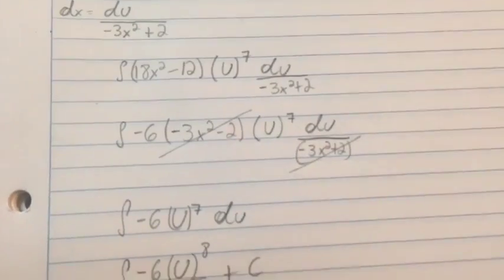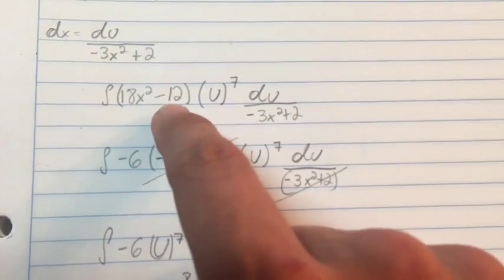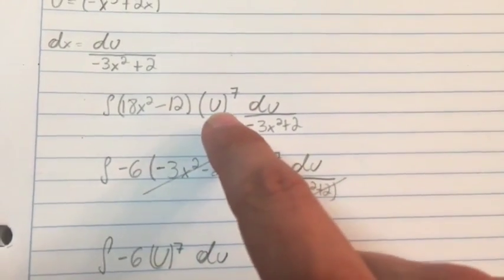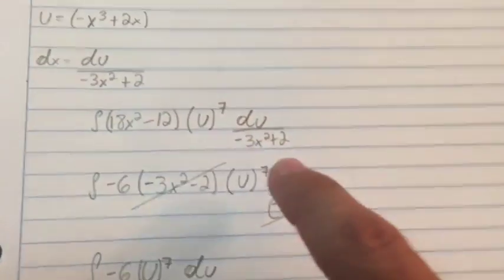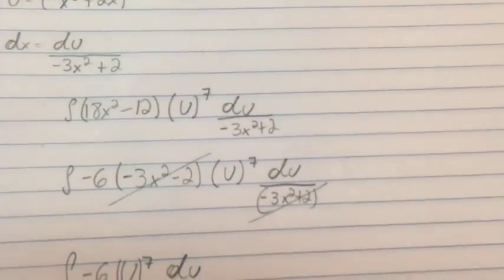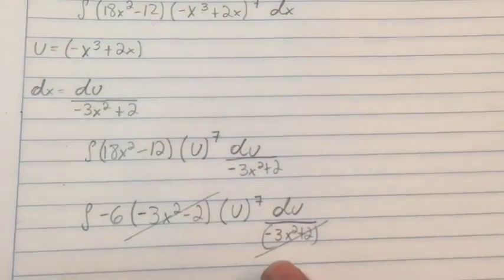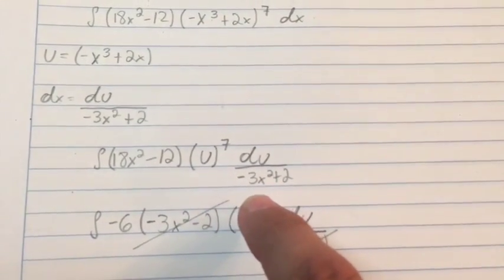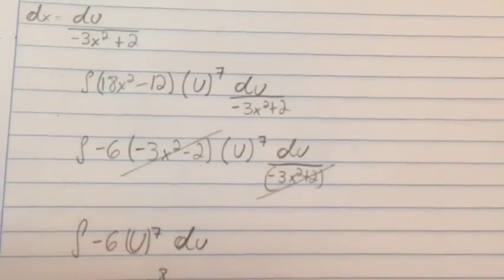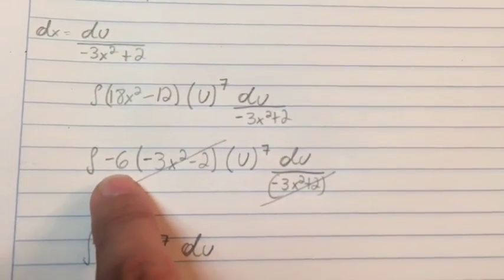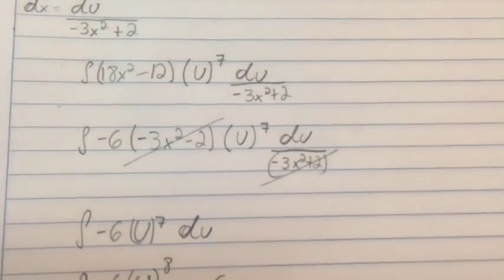So we have the integration of 18x squared minus 12, which stays the same, times u. Now we substitute this binomial with u to the 7th power, times dx, and dx is du over the negative 3x squared plus 2. The next step would be to factor out a negative 6 in order to cancel out these two binomials, right?